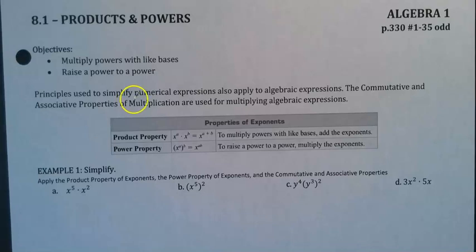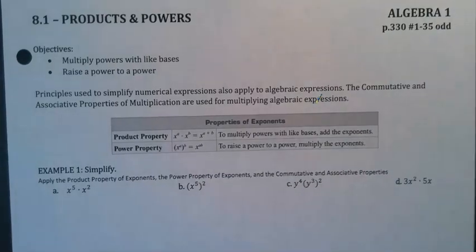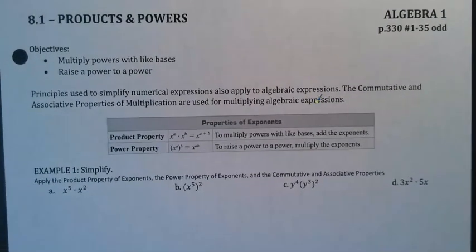The principles used to simplify numerical expressions also apply to algebraic expressions. So the same principles we've been using. So the commutative and the associative properties of multiplication are used for multiplying algebraic expressions. So let's look at this product property here first. It looks pretty clear. Let me see if I could clear it up maybe a bit more.